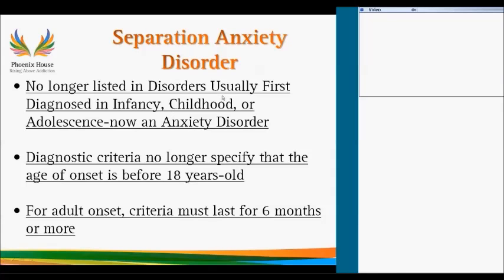Another change that I think is significant, I don't know how often you would necessarily see this, depending on the patient population, but I thought it was worth mentioning. Separation anxiety used to be considered a childhood-only disorder, and now there's been evidence that separation anxiety can occur in adulthood. And so it's no longer thought of as just a childhood disorder. Now criteria can specify that the age of onset is either before or after adulthood. And for adult onset, the criteria must last for a minimum of 6 months or more.